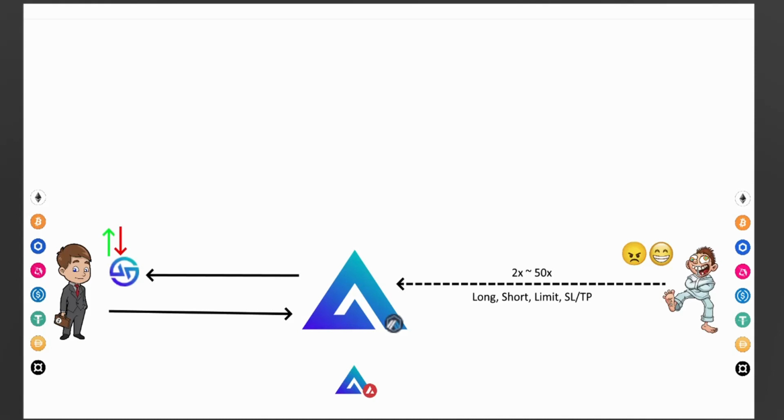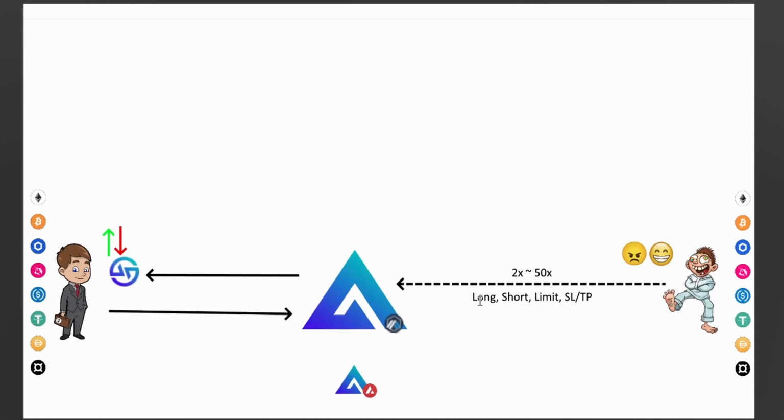So there's two possible outcomes. Boosted Bill will come and do some leverage trading. He can long, short, limit order, stop loss, take profit. He can set all of these things just like a centralized exchange. And he will come with some of these tokens to open his position.